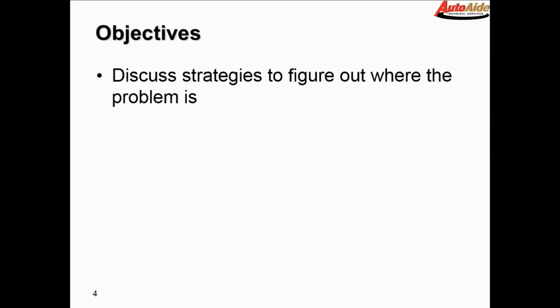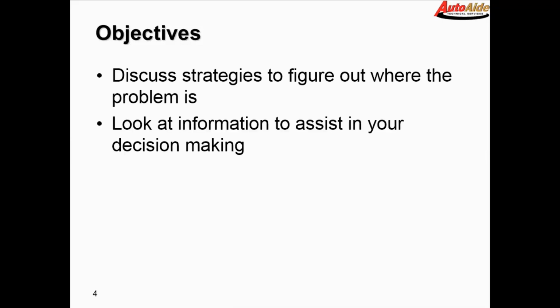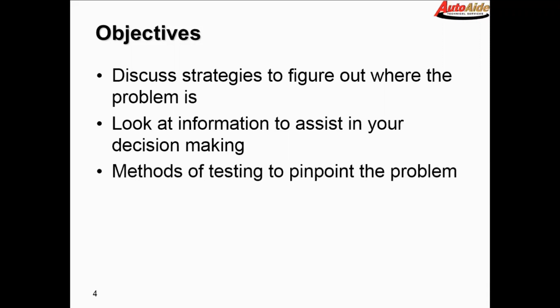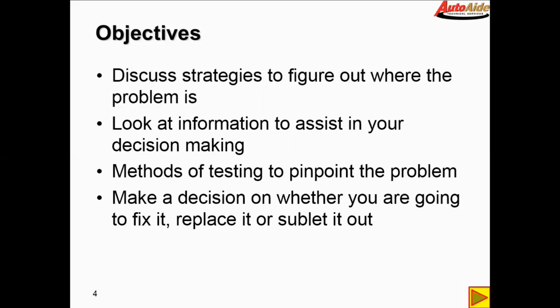So we're going to take a look at some strategies to figure out exactly where the problem is. We're going to take a look at a fair bit of scan data as we go through this to assist you in your decision making. We're going to take a look at some service manual material too. Not that I'm a big fan of trouble trees, but there is some good information in some of the code charts, especially where it pertains to what the transmission controller is looking at as far as setting the codes. We'll talk about ways to pinpoint some of this, and then the ultimate goal here is for you to make a decision on whether you're going to fix it, replace it, or sublet it out.